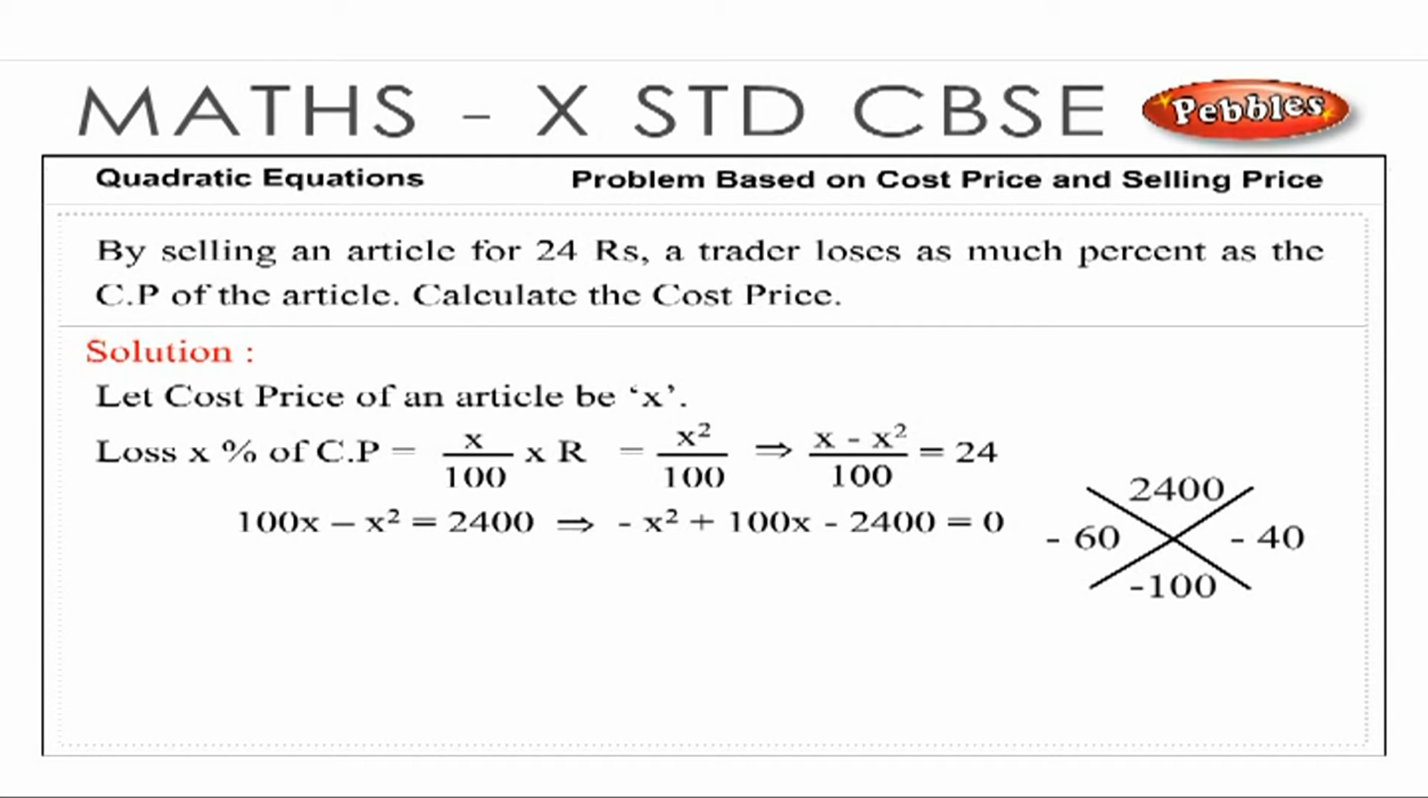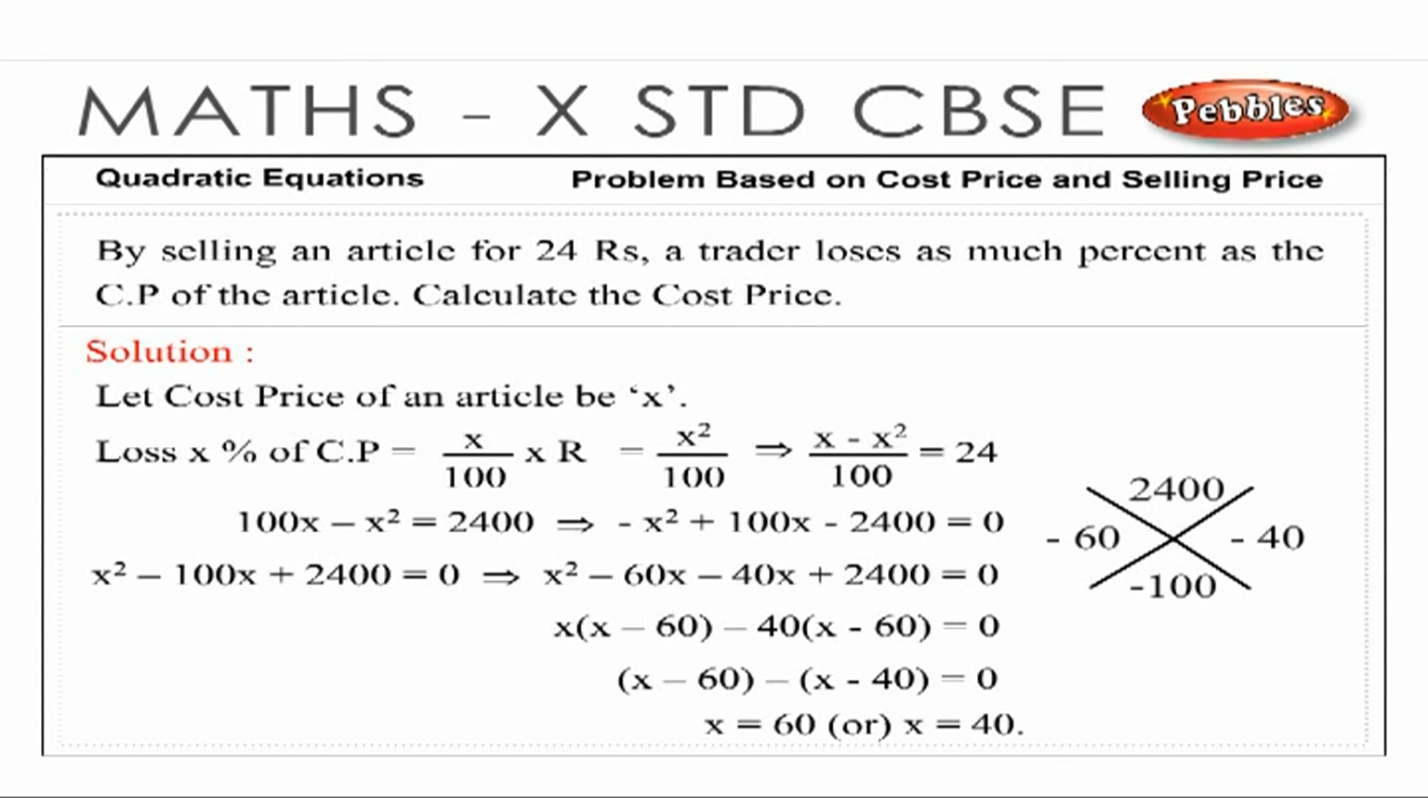100x minus x square is equal to 2400. Minus x square plus 100x minus 2400 is equal to 0. x square minus 100x plus 2400 is equal to 0. x square minus 60x minus 40x plus 2400 is equal to 0.